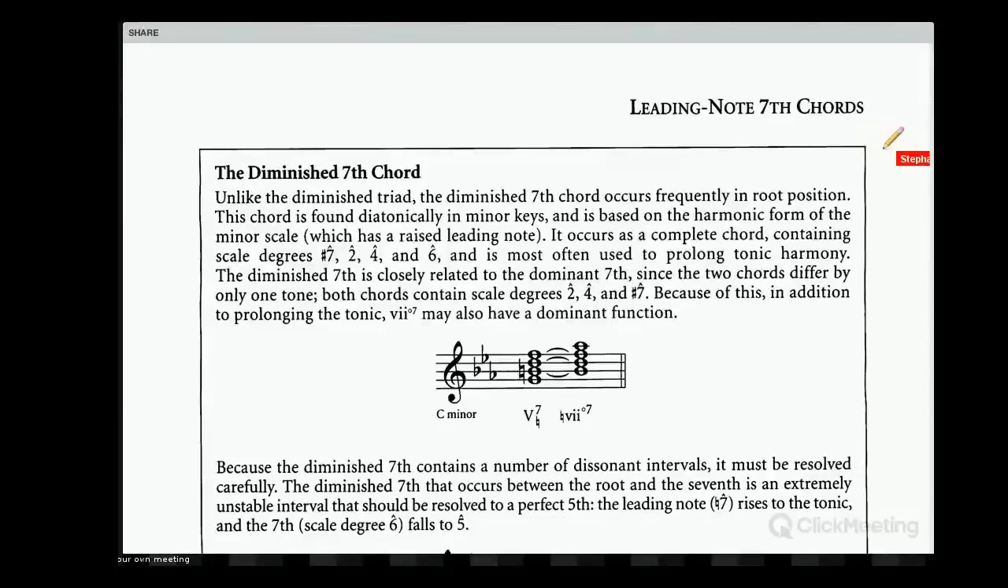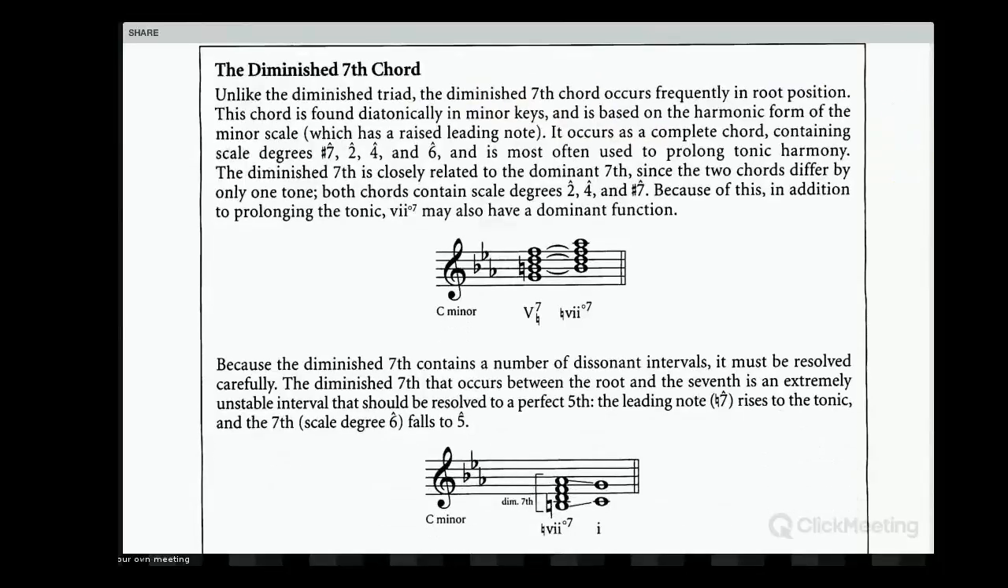The diminished seventh chord. Now, unlike the diminished triad, you can use a diminished seventh chord in root position. So we don't use the diminished triad in root position, but you can use a diminished seventh chord in root position. You find this chord diatonically in minor keys, and that means that you don't have to alter any notes to find this chord in a minor key. It just occurs naturally within that key signature. Of course, it does have a raised leading note. They're always built on the raised leading note.